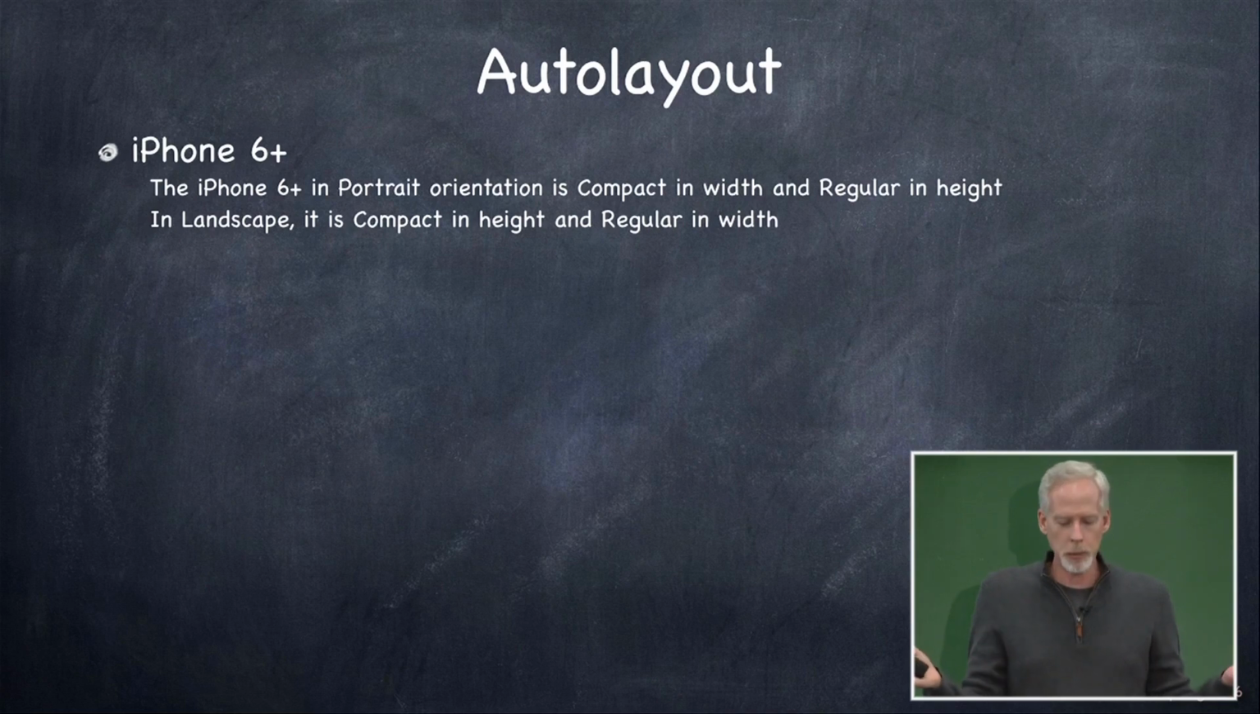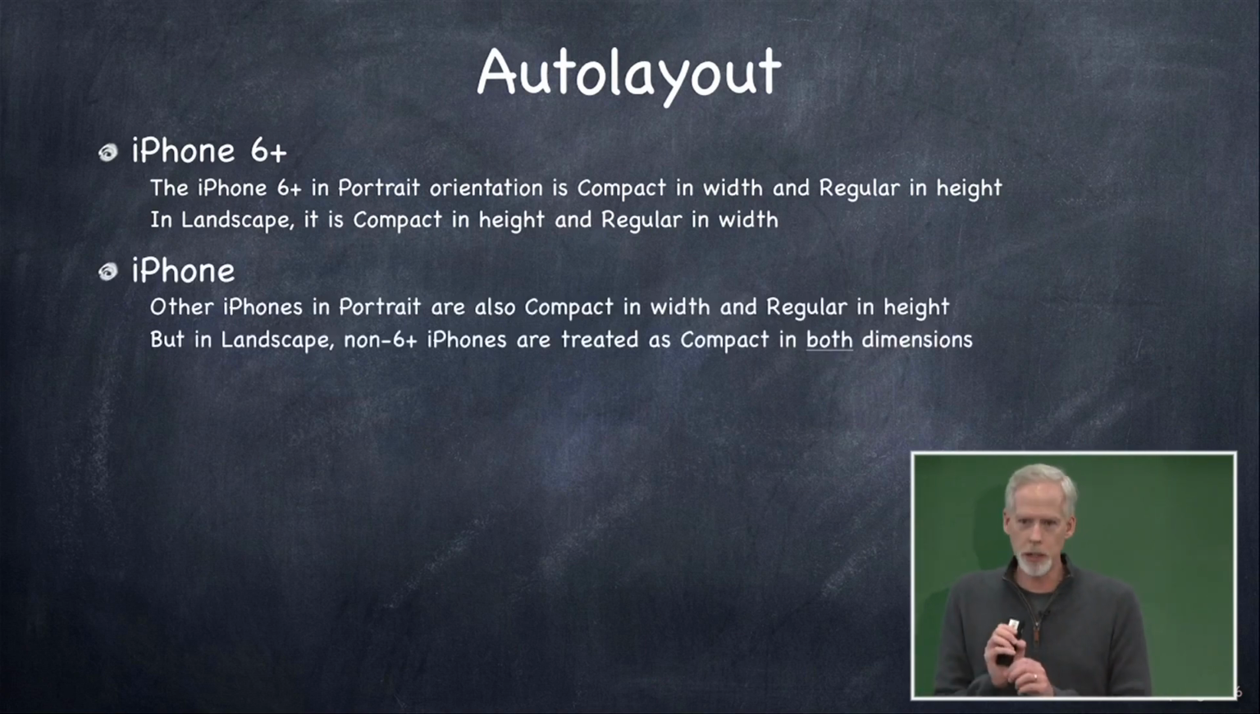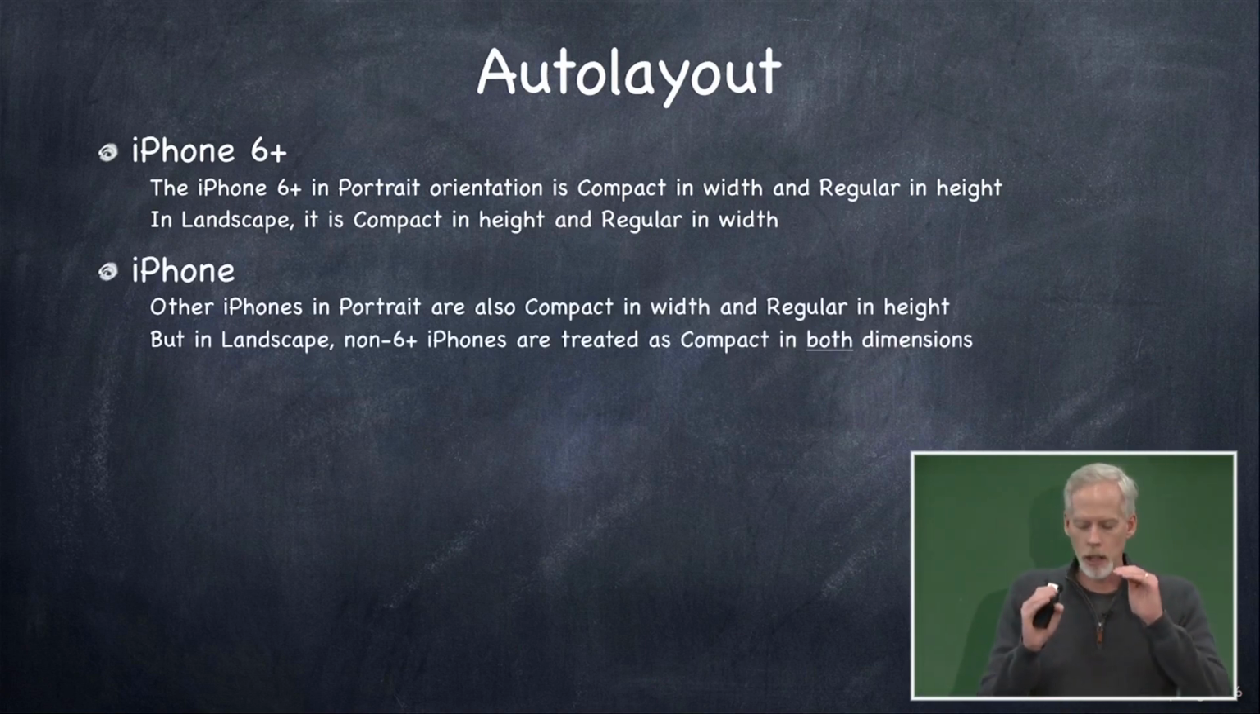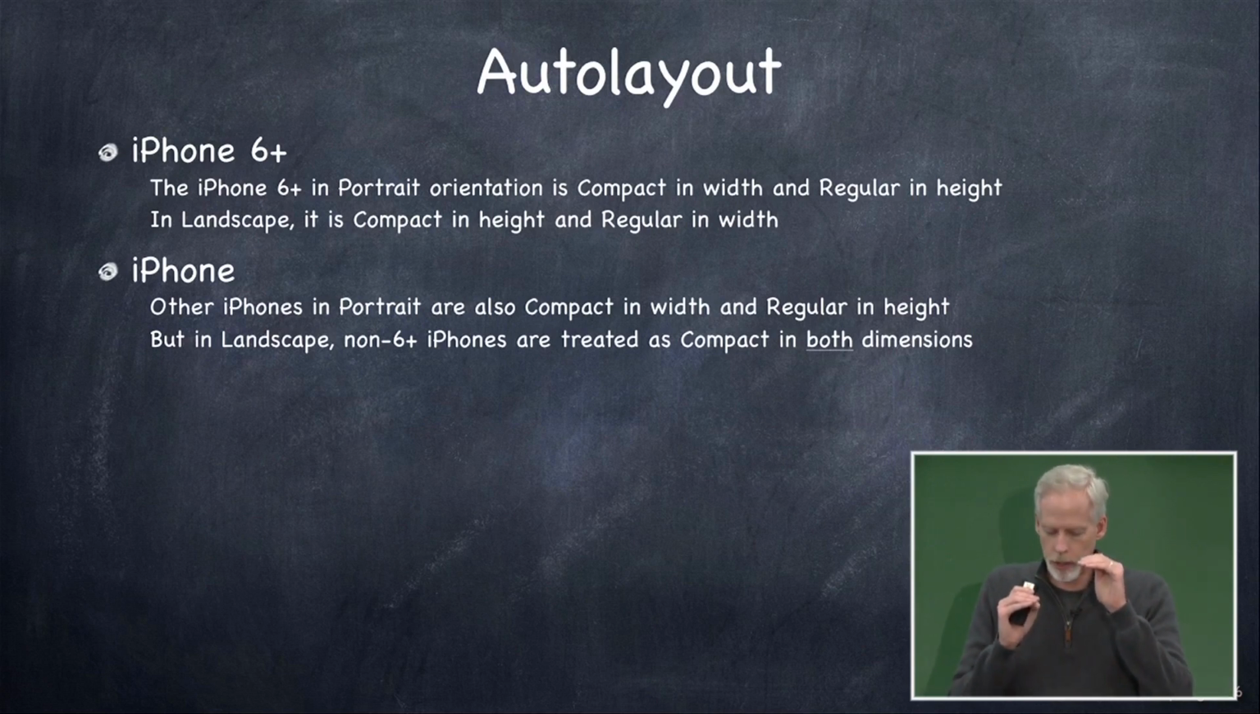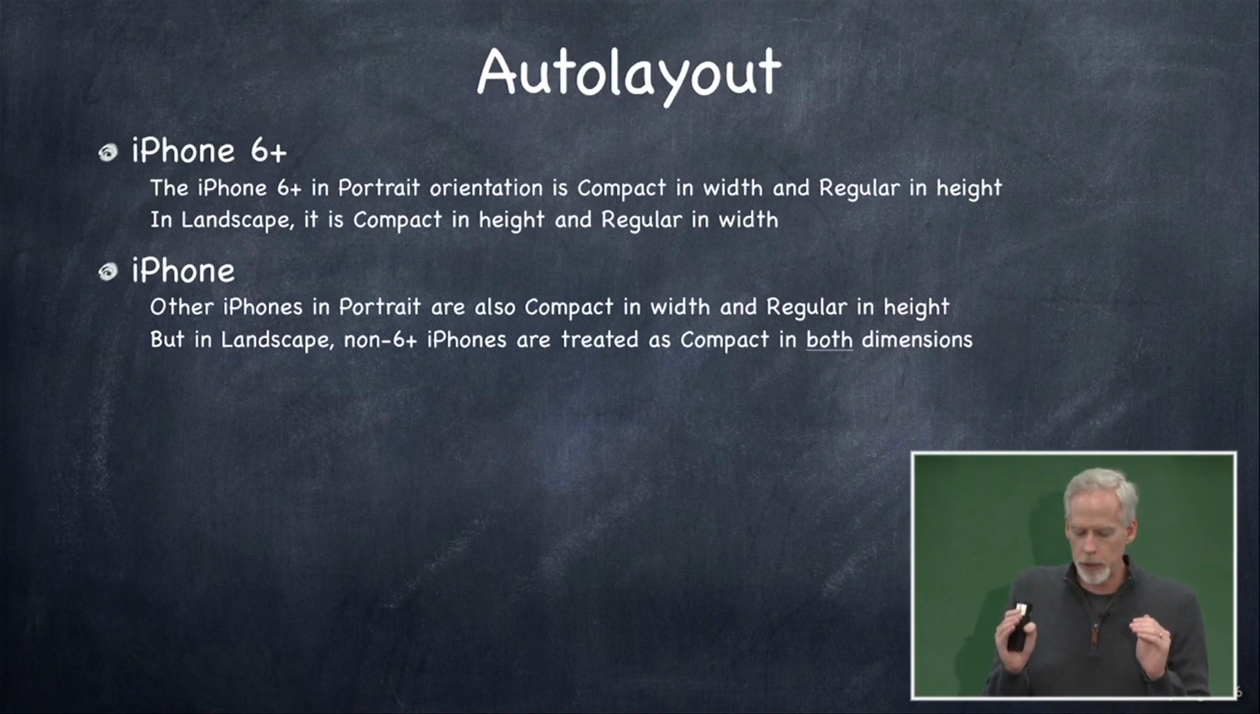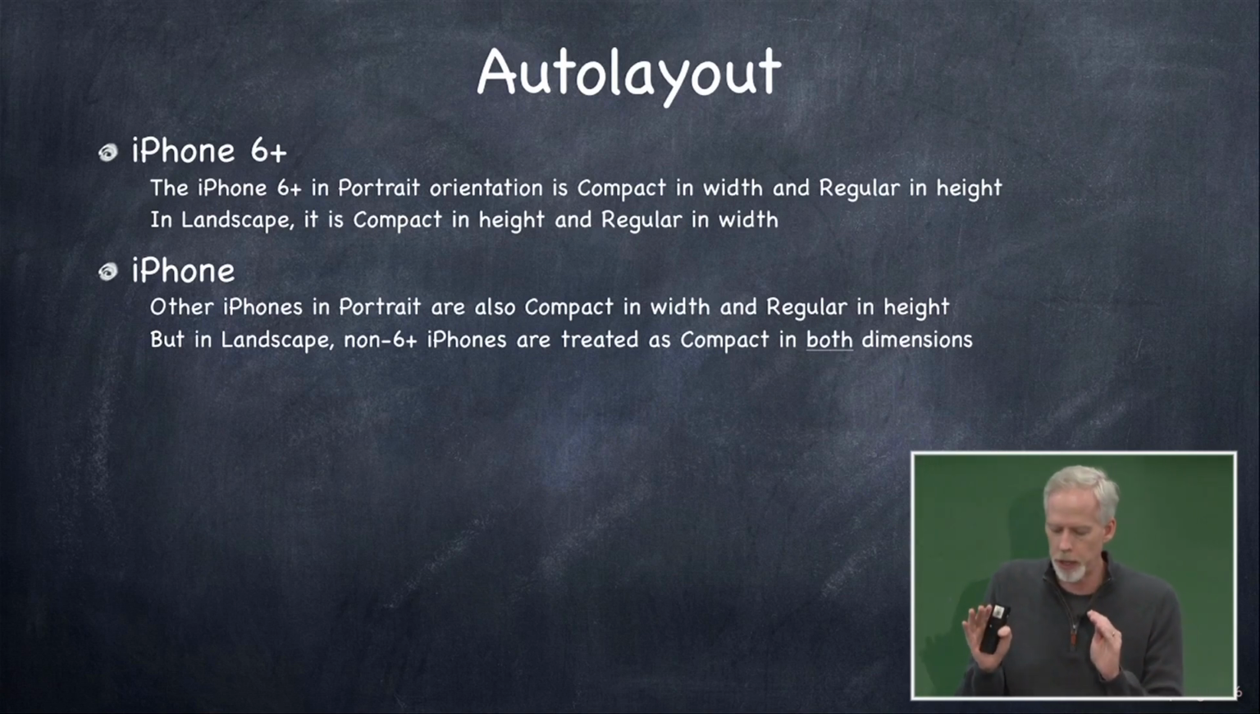Okay, so iPhone 6 Plus makes the most sense of all of the devices. Now, iPhone non-Plus is compact in width. In portrait, it's compact in width and regular height, but in landscape, non-6 Plus now I'm talking about here, it's compact in both directions.